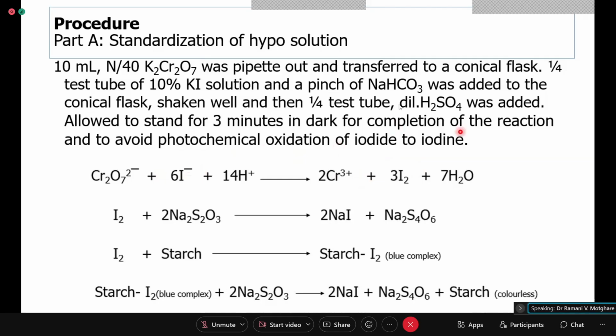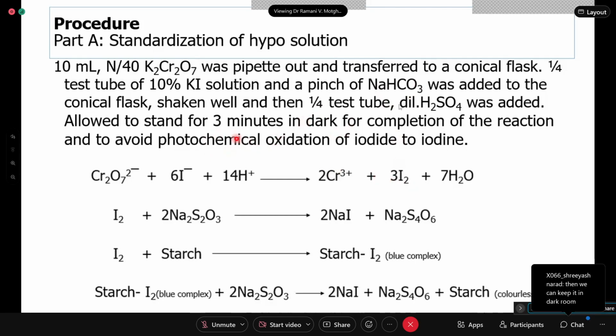So these are some of the reactions that will add iodine from other routes. One is photochemical oxidation, another one is the atmospheric oxygen present inside the conical flask, which may also interfere, and that is why this is done.